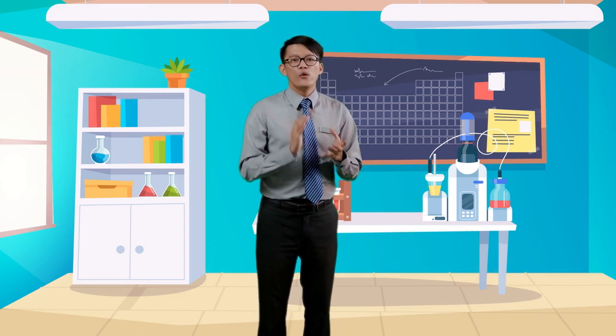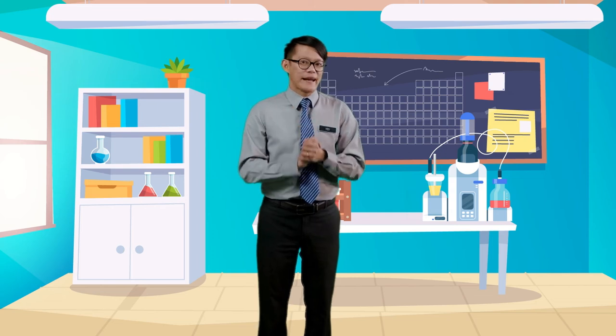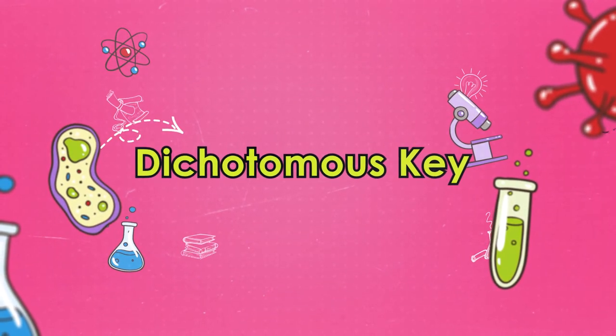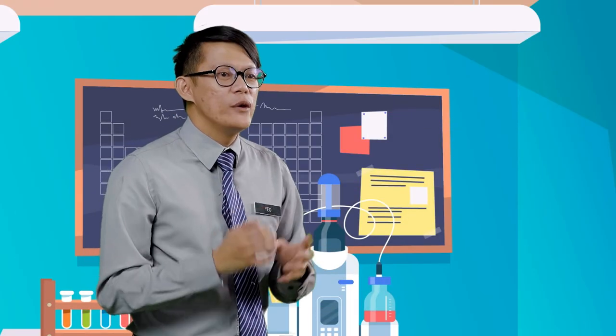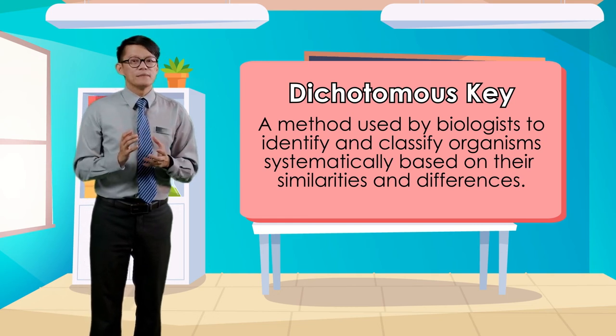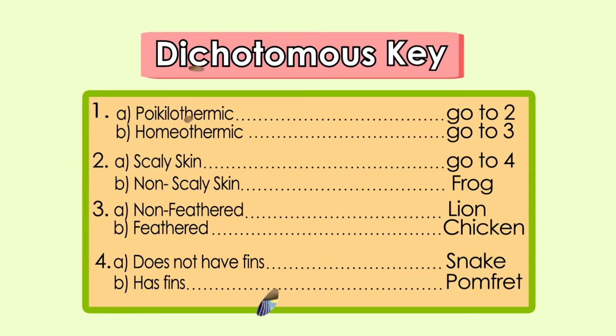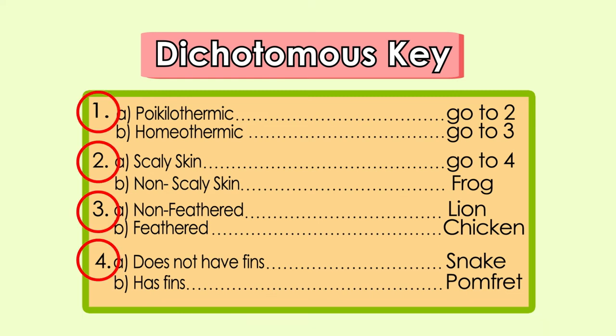Now, pupils, we are going to differentiate organisms using a dichotomous key based on common characteristics. Before that, we need to know what a dichotomous key is. A dichotomous key is a method used by biologists to identify and classify organisms systematically based on their similarities and differences. The diagram shows an example of a dichotomous key. A dichotomous key consists of a series of couplets. Each of the couplets consists of two statements describing characteristics of a particular organism or groups of organisms.